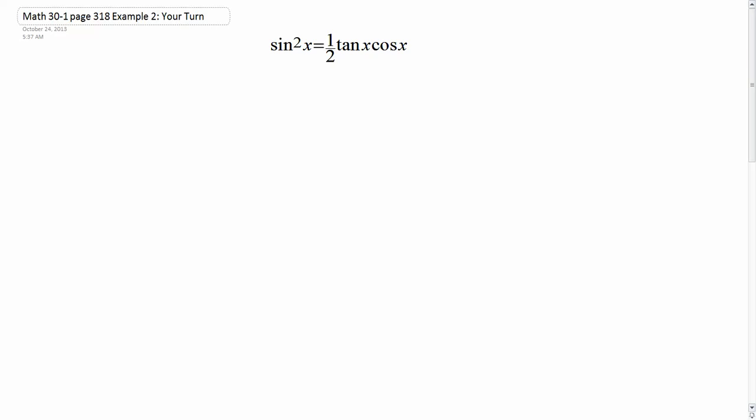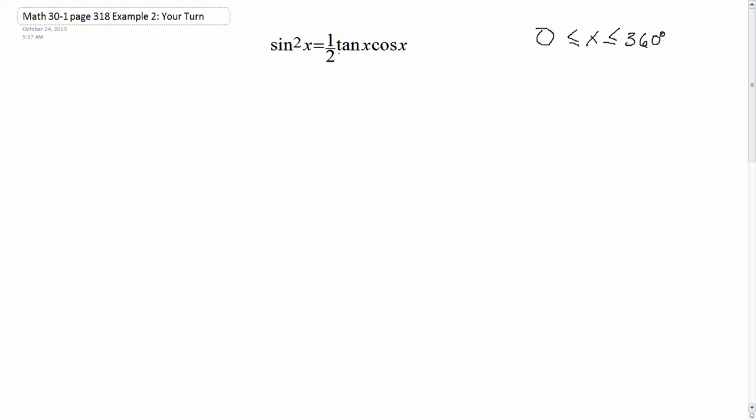We're doing the Your Turn question for example number 2 on page 318 of the pre-calculus textbook. We have sin²x = 1/2 tan x cos x, and we're going to solve this for the domain 0 ≤ x ≤ 360 degrees. So this time we're working in degrees rather than in radians.